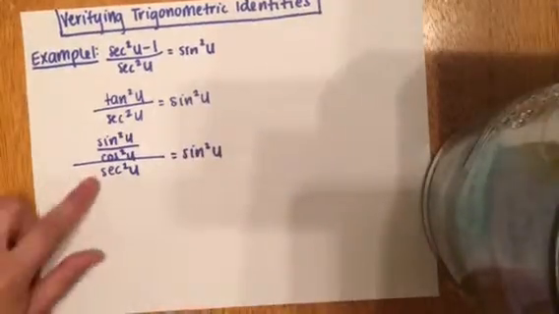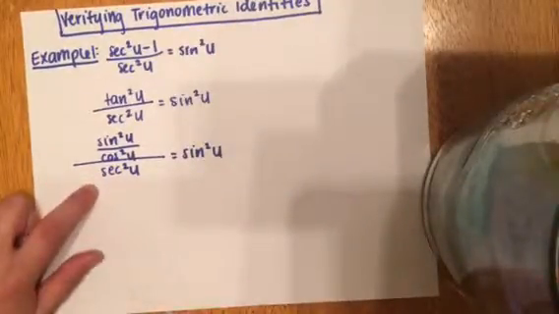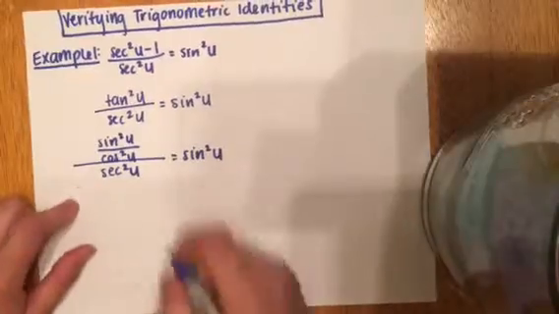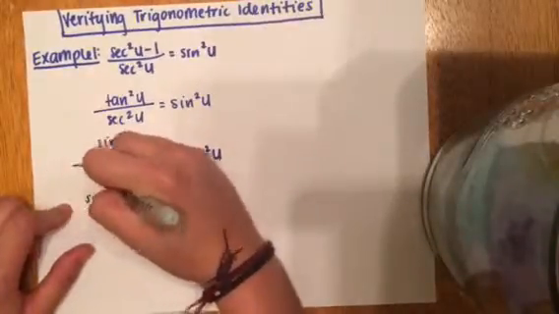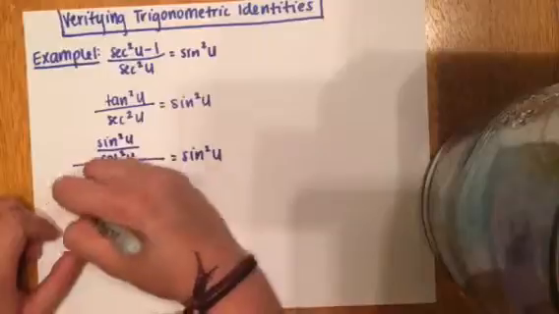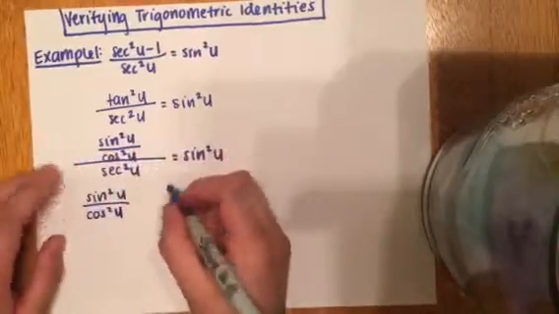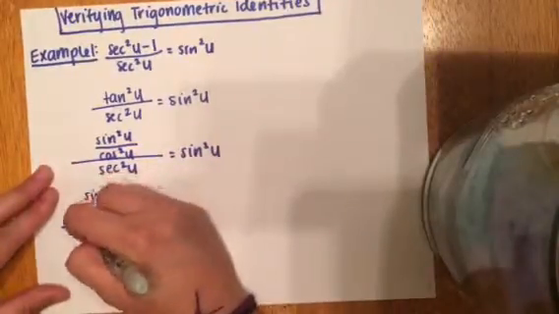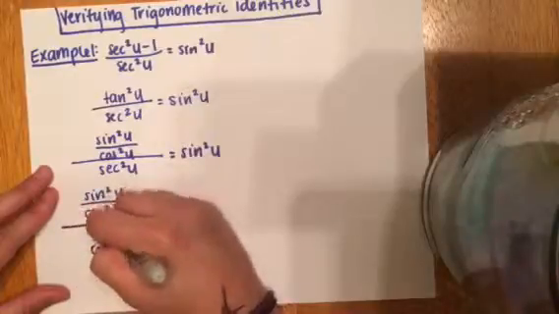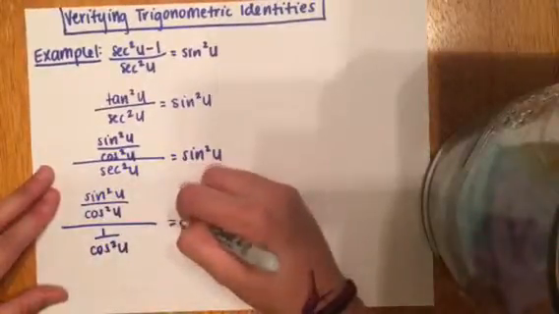So now we're going to change the denominator because secant is the same thing as saying 1 over cosine. So this is going to be sine squared of u over cosine squared of u all over 1 over cosine squared of u. And this equals sine squared of u.